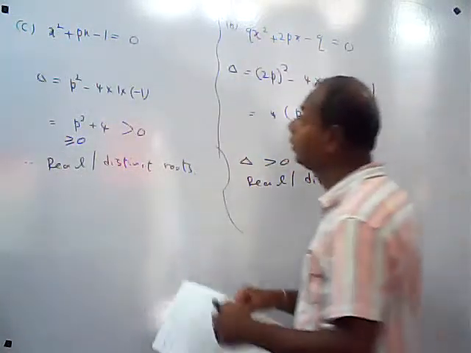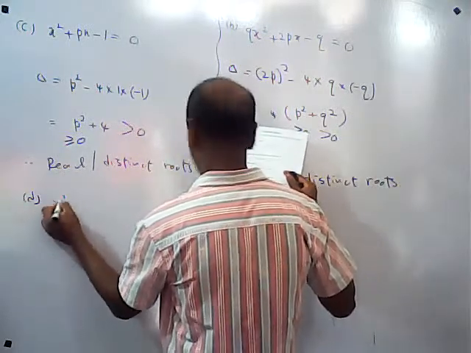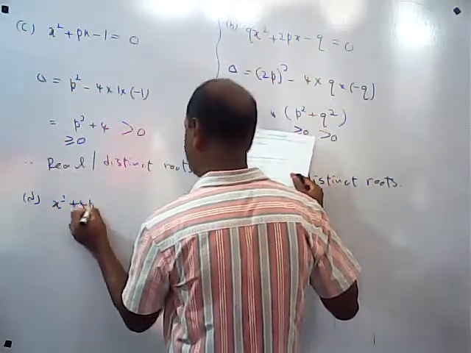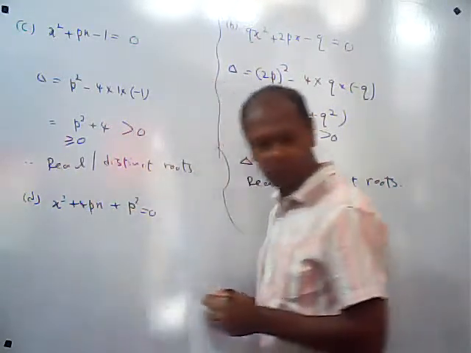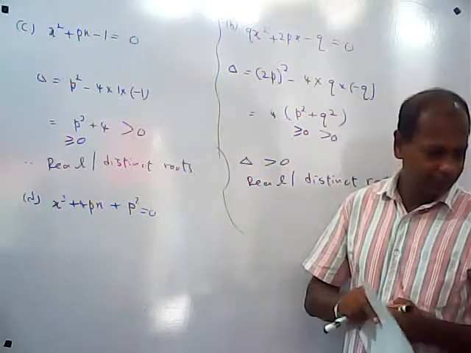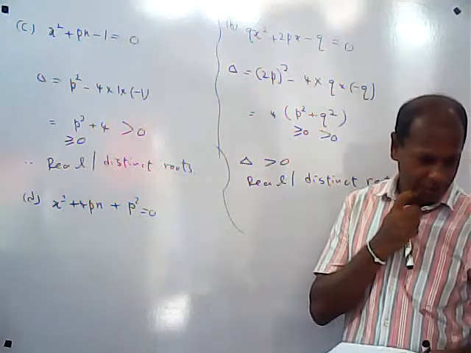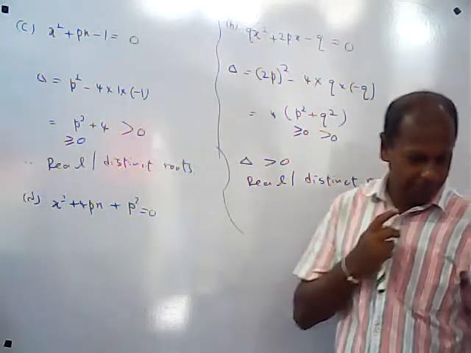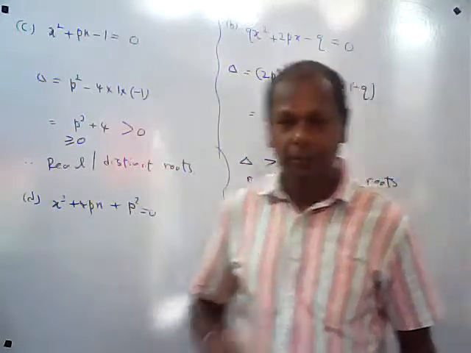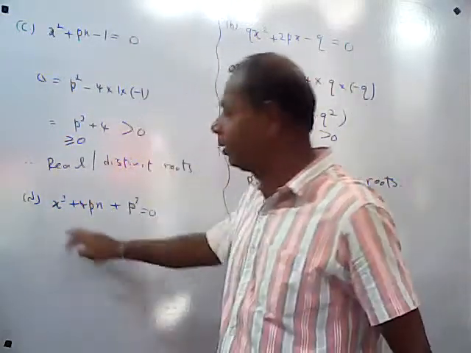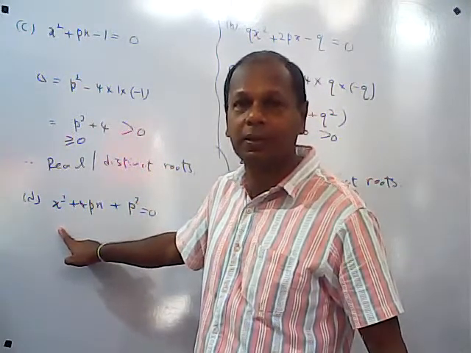Right, shall we go to the next? D. X squared plus 4px plus p squared equals 0. What is the answer? Conclusion is yes. Part D. Before I start it, I'll give you the answers.